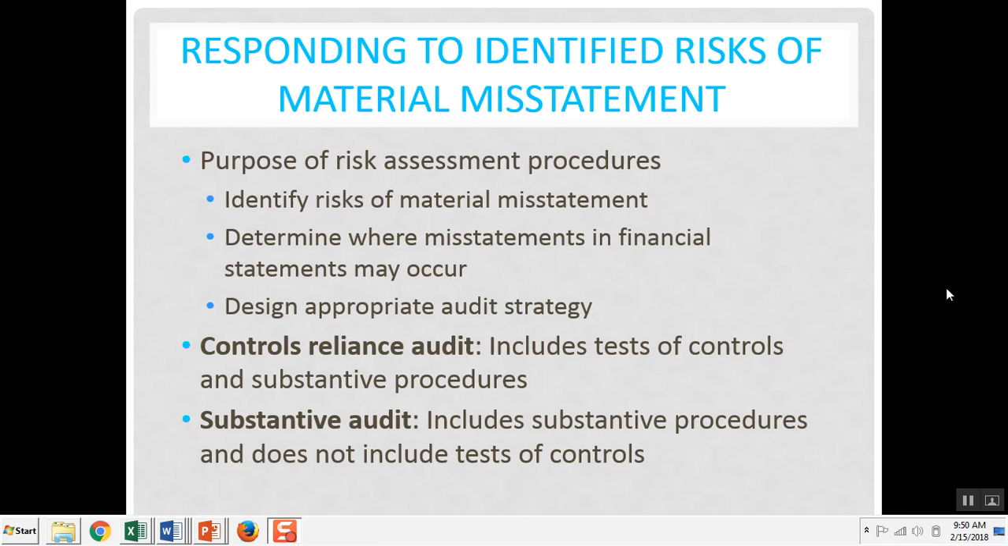There's two different types of audits that result from this. You can do a controls reliance audit or a substantive audit. The controls reliance audit is what I just talked about. You're testing your controls and you're performing less substantive procedures. A substantive audit is performed when either testing controls is ineffective or inefficient, or you've determined that the client does not have appropriate controls in place, or they're not operating as intended. Therefore, you cannot rely on those controls and you need to perform a solely substantive audit.